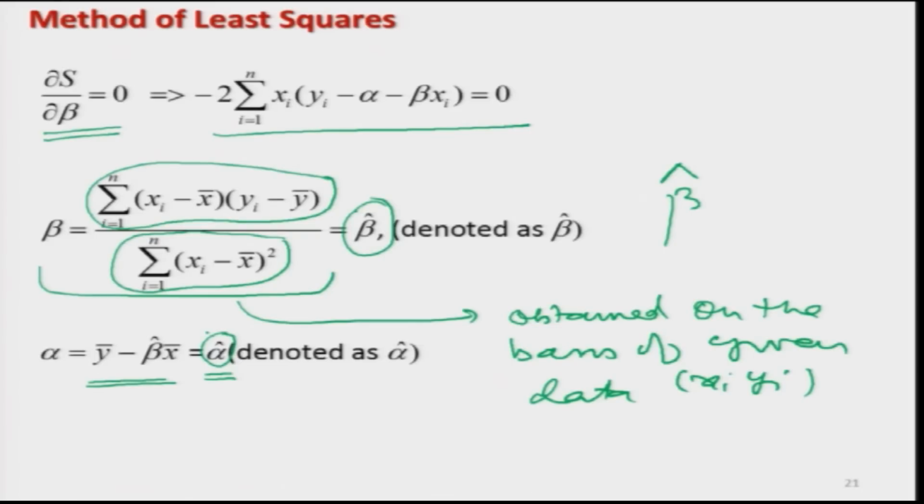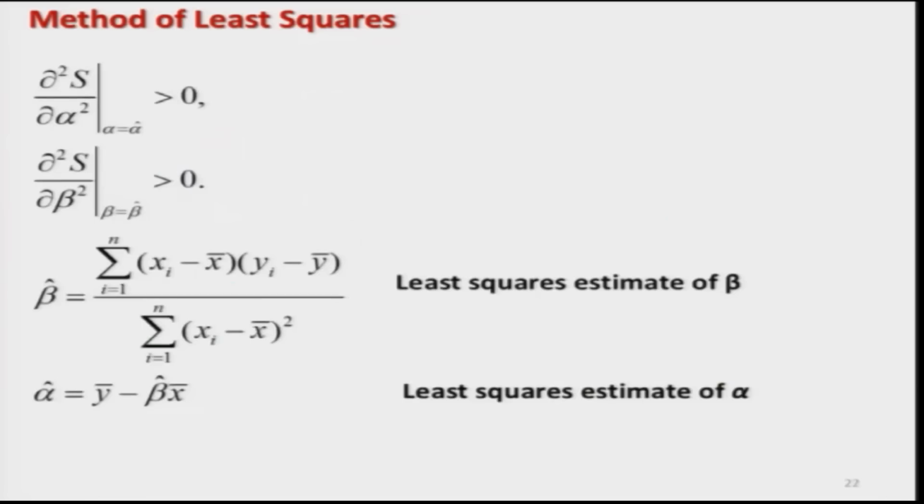Now you can see we have obtained two parameter values, alpha hat and beta hat. Alpha hat is the value of alpha and beta hat is the value of beta that can be obtained on the basis of the given sample of data. Mathematically, the next issue is how do I know whether these values of alpha and beta minimize the sum of squared deviations or not. So I find the second order partial derivatives of S with respect to alpha and beta, and substitute alpha equal to alpha hat and beta equal to beta hat, and these values come out to be 0, which you can verify yourself.